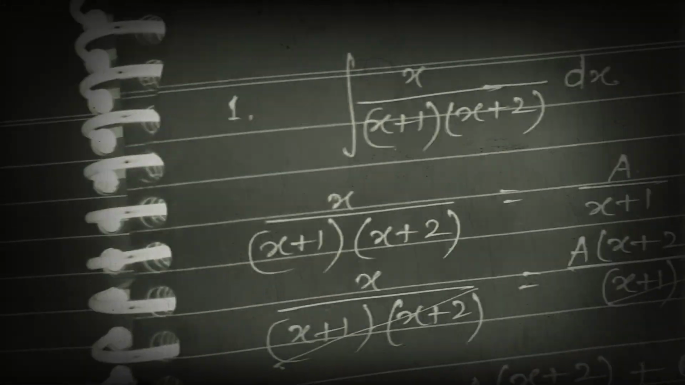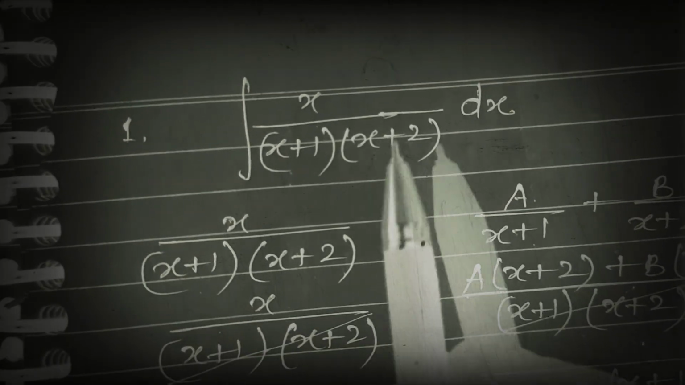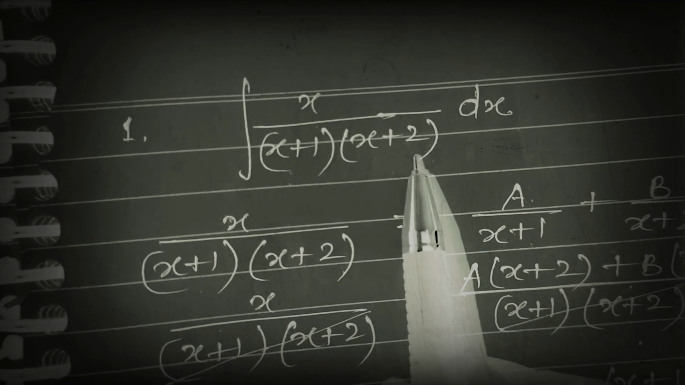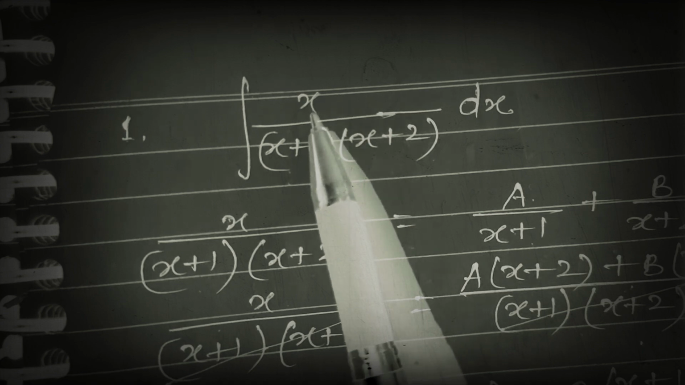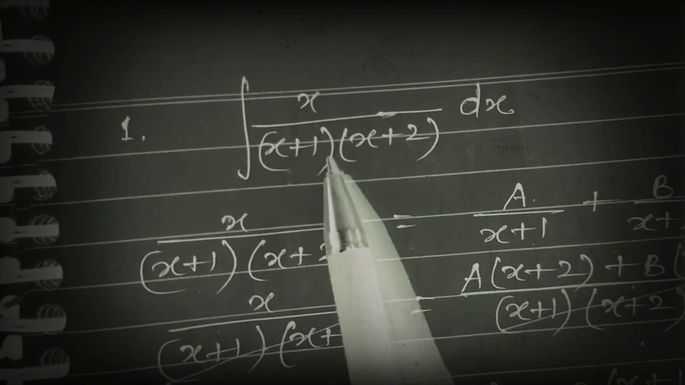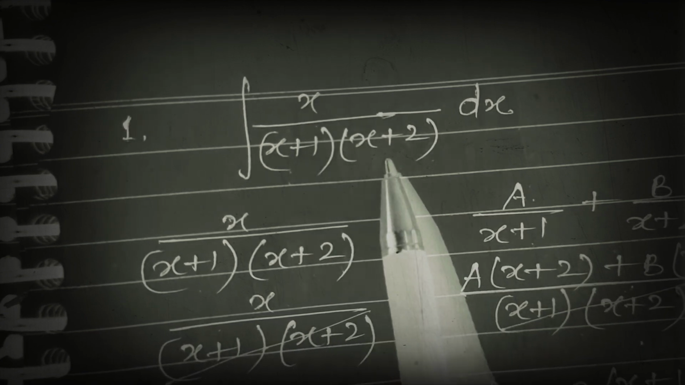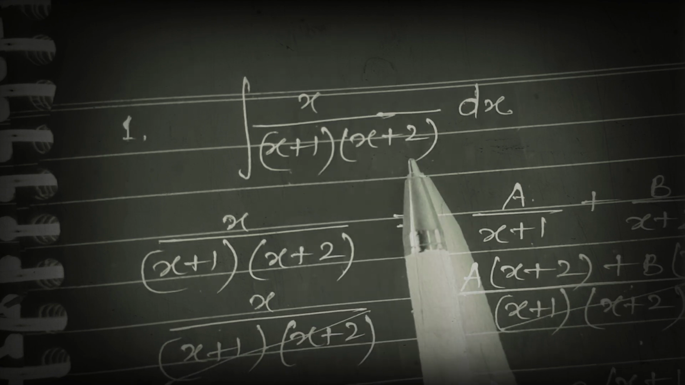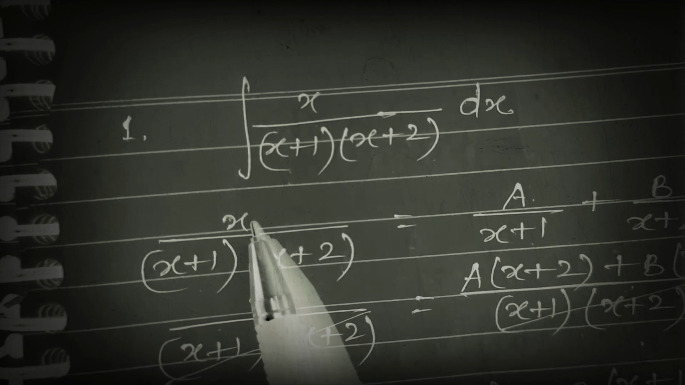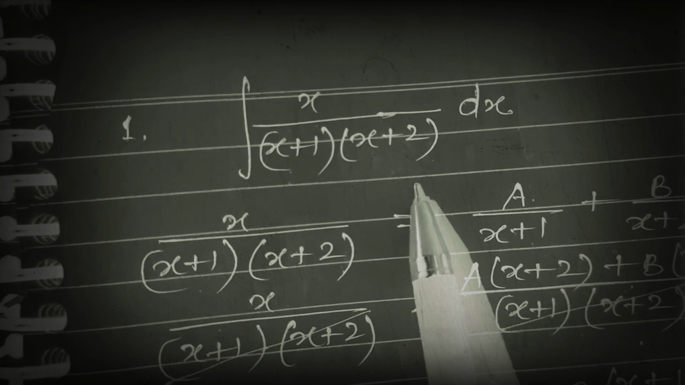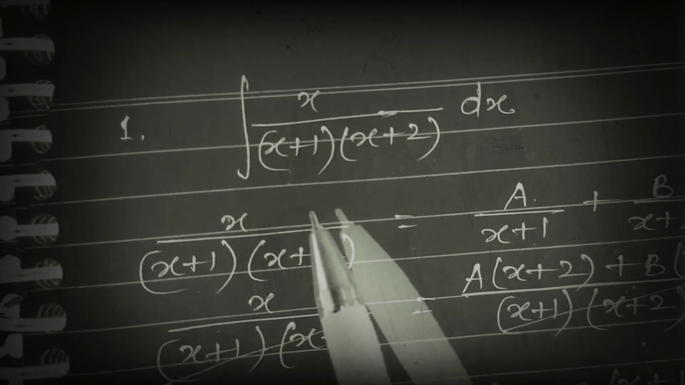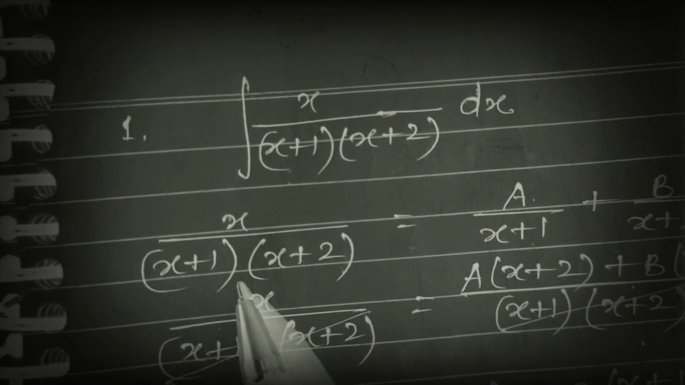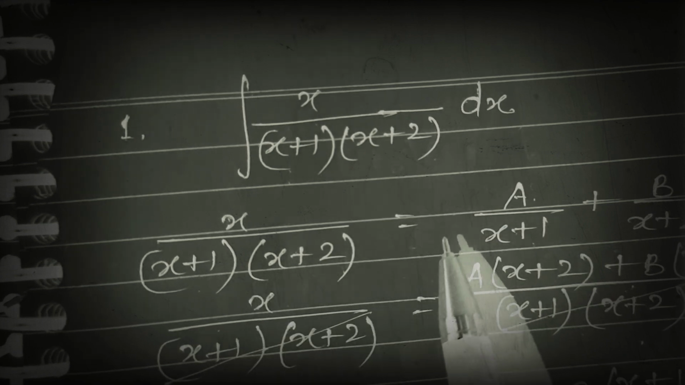First question of exercise 7.5: x upon x plus 1 into x plus 2. Here the numerator is in linear form and the denominator is in quadratic form, whose factors are x plus 1 and x plus 2. So we will do this question by partial fractions. We have done this type of question in exercise 7.4 by using a formula, but here we will discuss partial fractions.